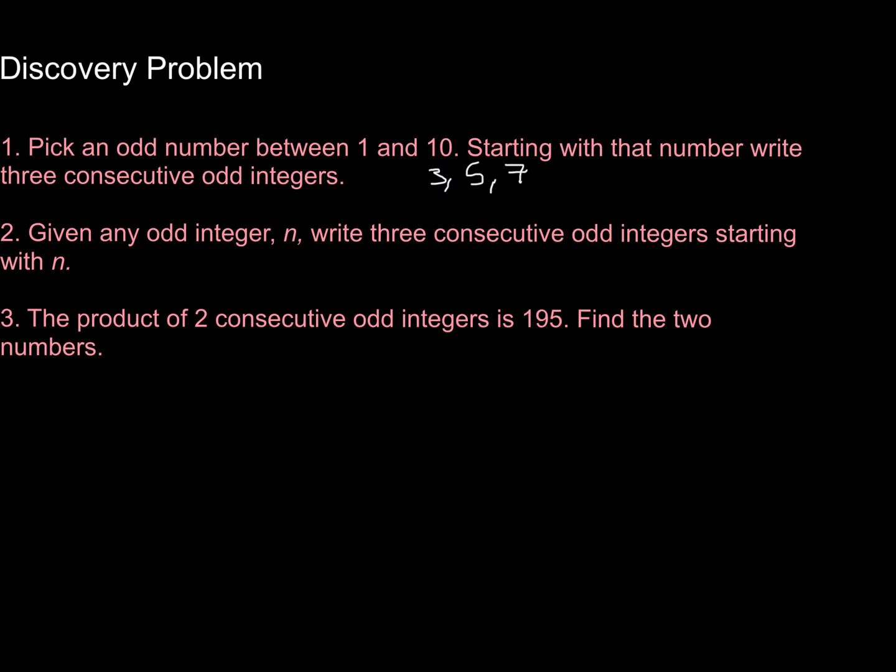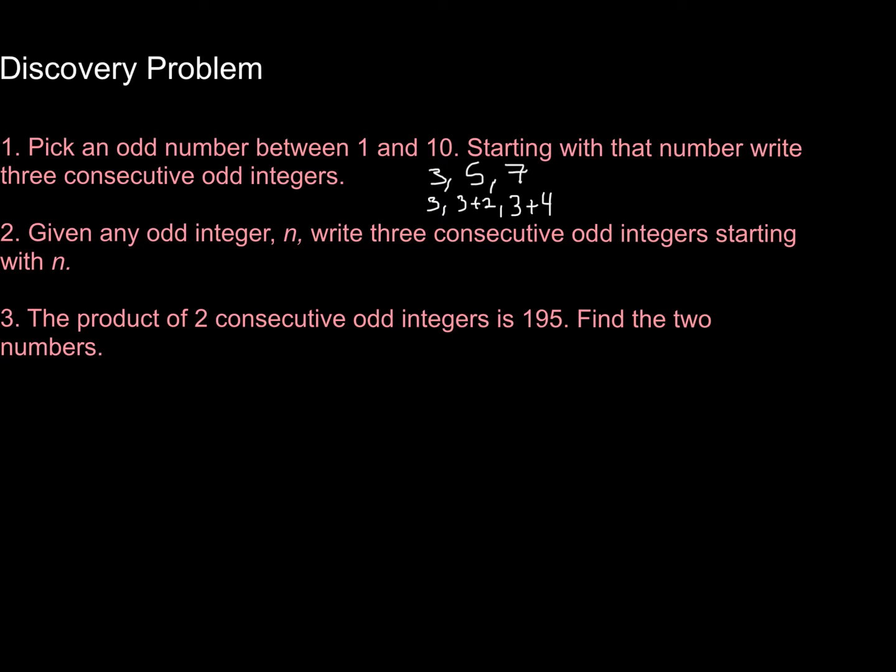Alright, so I chose the number 3 here. And you should choose a different number and do this kind of on your own. But I chose the number 3, and the next odd integer is 5, and the one after that is 7. So I could write it as 3, 5, 7. But I also want to think about how I figured that out. If I started with 3, the next odd integer comes 2 after 3, so it would be 3 plus 2. The one after that is another 2 more, so it'll be 3 plus 4.